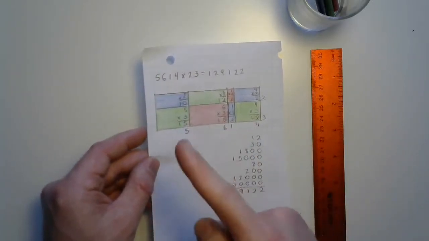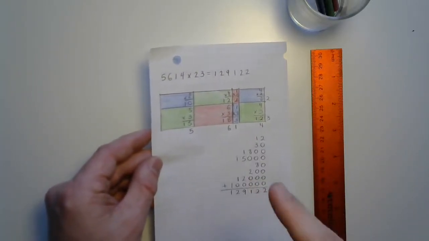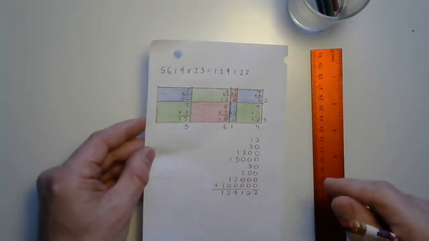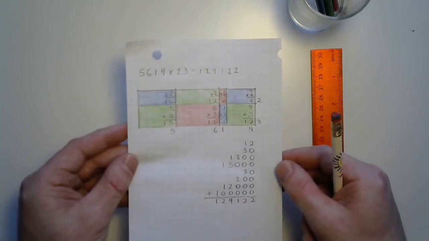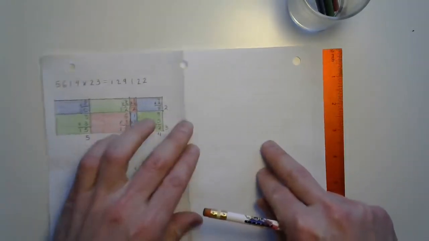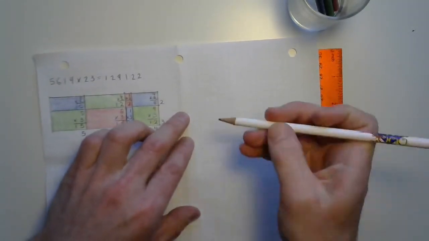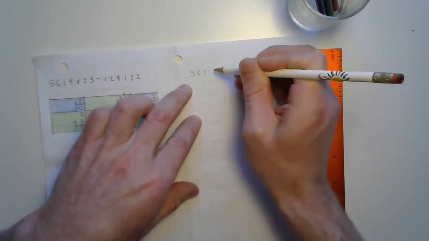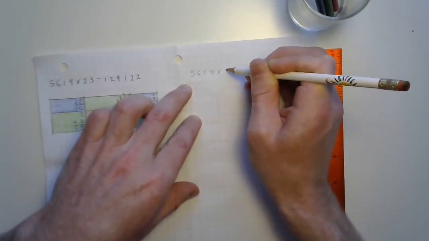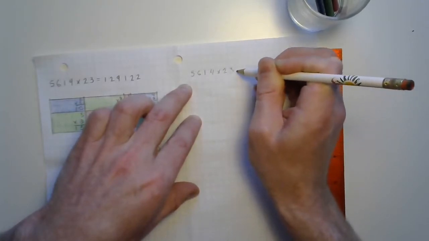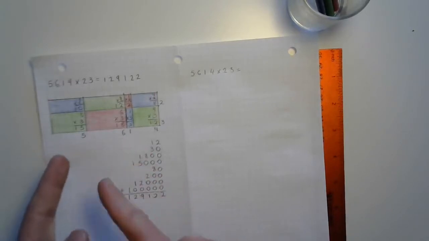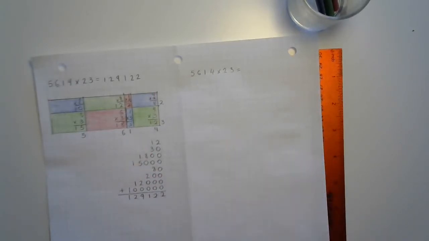So we're going to do the same exact problem, and I'm also going to be able to show you close-ups so you can get a good look at what's going to happen this time. So let's do the same problem, but let's use maybe the other side of our paper. 5,614 times 23. And I know we know the answer, but I want to show you how this looks if we use the next phase of it.